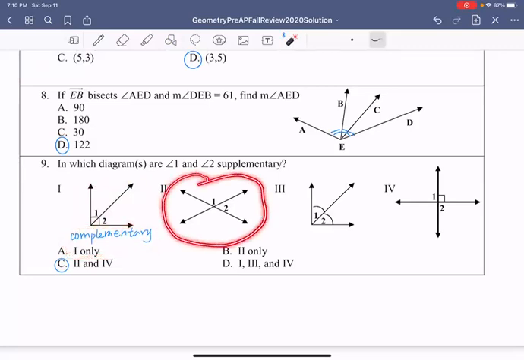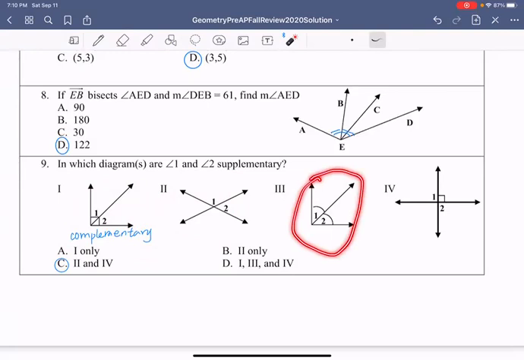How about this one? Supplementary. Good. How about this one? Complementary. This one? Supplementary, because they both equal 90 degrees, so their summation together is also 180. So it also belongs to supplementary. Make sense? Okay.